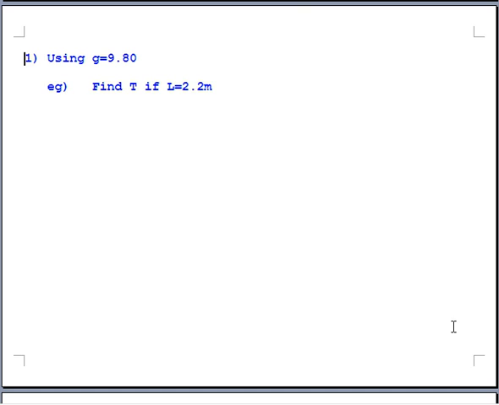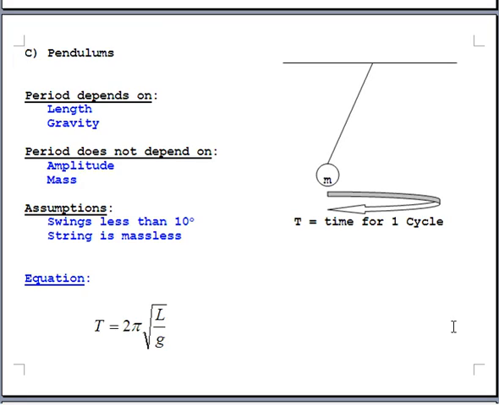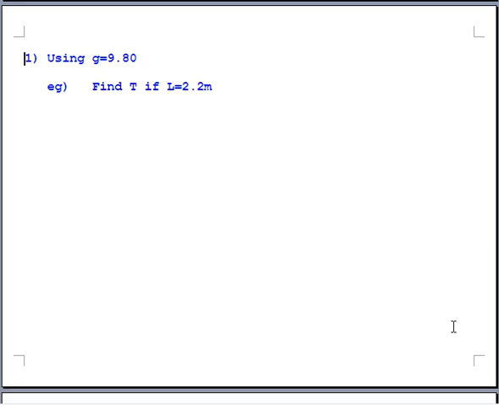In this case, just like ramps, since we're taking the square root of L divided by G, your calculator will get angry. You've probably tried this. Your calculator will get angry if you try to take the square root of a negative number. Just like in ramps, where we left gravity as a positive 9.8, we have to do the same thing with pendulums, because we can't square root negatives very nicely. So G will be a positive 9.8 for pendulums as well.